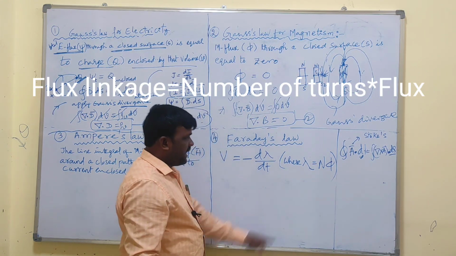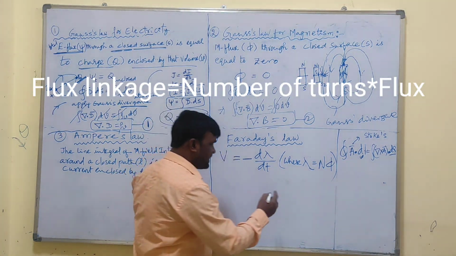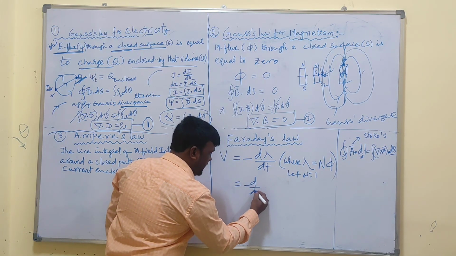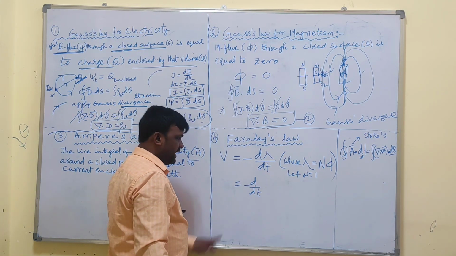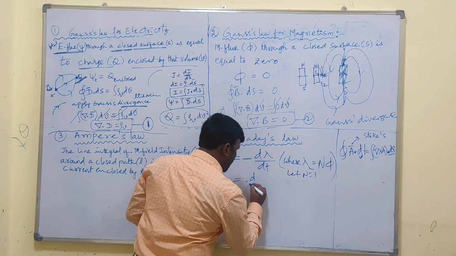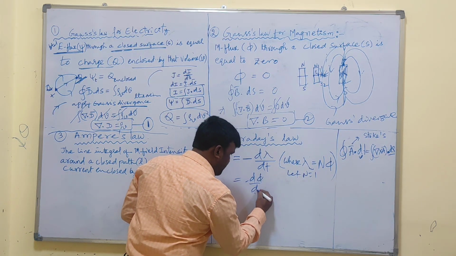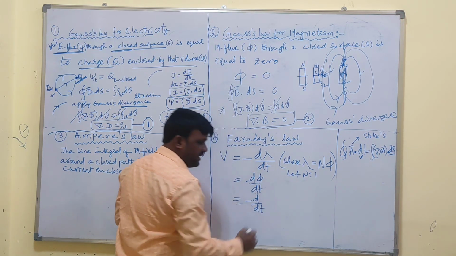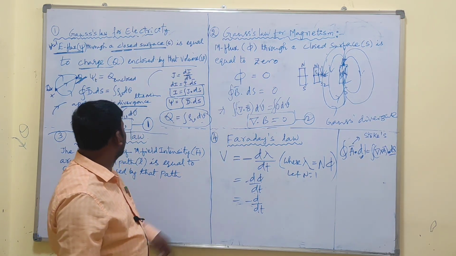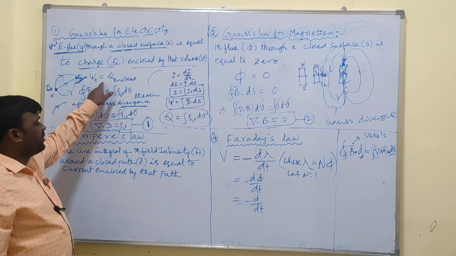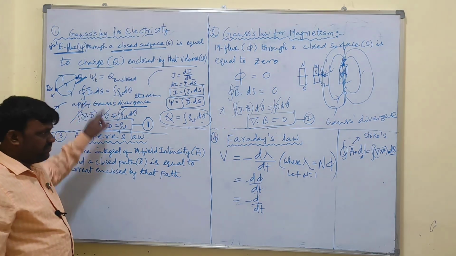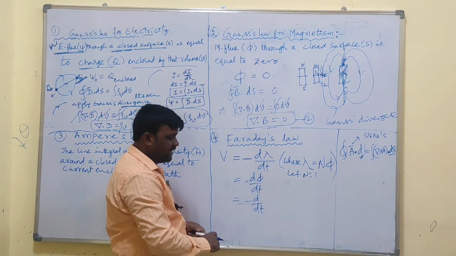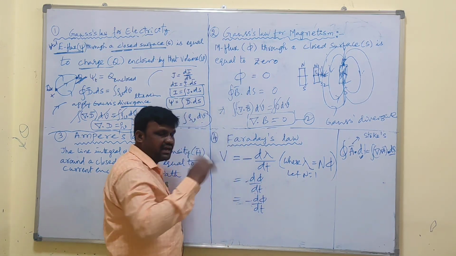Where n represents the number of turns. Let n equal to 1. In that case we can write this as minus d psi by dt. We started with point form, that means simple form, then converted this into integral form. Here it is without integration or differentiation, but here we have some differentiation. Let us write all these terms in terms of the integral form.